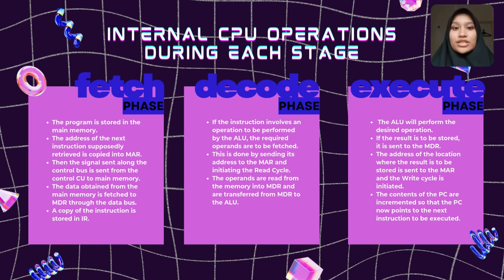Last but not least, during the execute phase, the ALU performs the desired operation. If the result is to be stored, it is sent to the MDR. Then the address of the location where the result is to be stored is sent to the MAR and the write cycle is initiated. Finally, the content of the PC is incremented, so the PC now points to the next instruction to be executed.